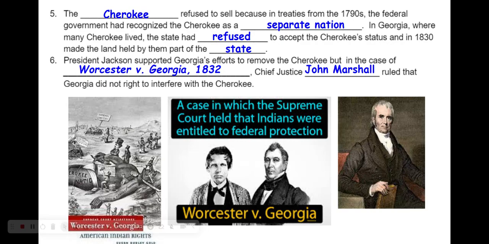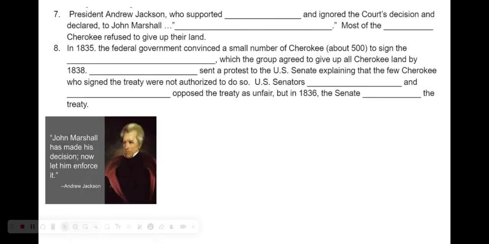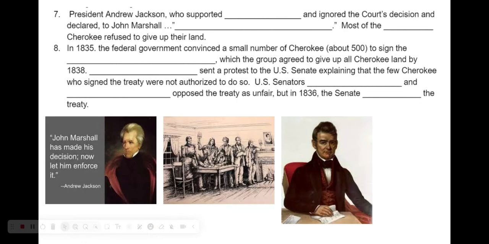The Cherokee should have been able to stay on their land, and this would have been the end of the story. But as I say, not so fast. There is the rest of the story. So President Jackson, who supported the state of Georgia, ignored the court's decision, and he declared that John Marshall should now let him enforce it.